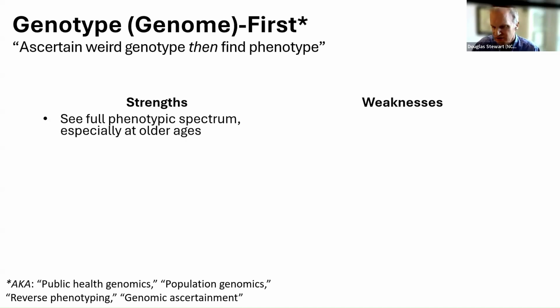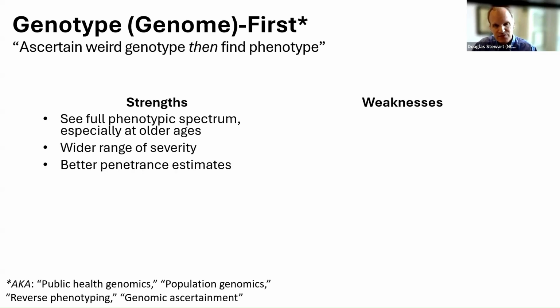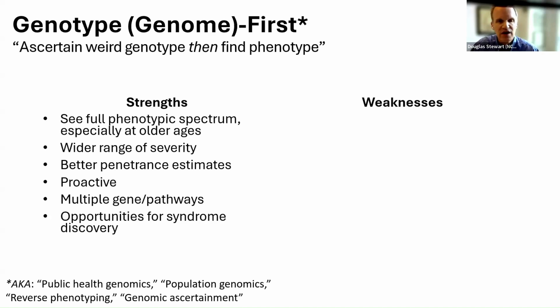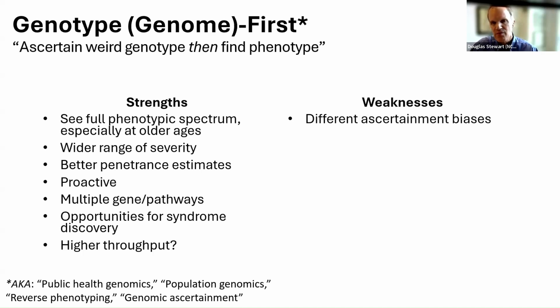And like everything, there are some strengths. Theoretically, you should be able to see the full phenotypic spectrum, especially at older ages. If you have a sufficient number of people, you should be able to see a wide range of severity. You should be able to develop better penetrance estimates. In principle, this is proactive. You have the variant, and then you can respond. You can query a single variant, or a single gene, or multiple genes, multiple pathways. And as a geneticist, this gets me excited because there are opportunities here for syndrome discovery and maybe higher throughput.